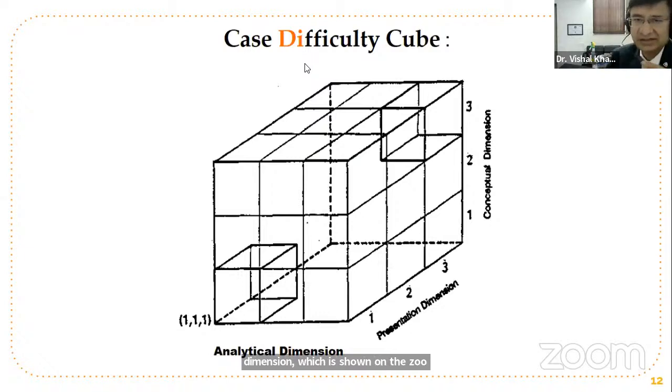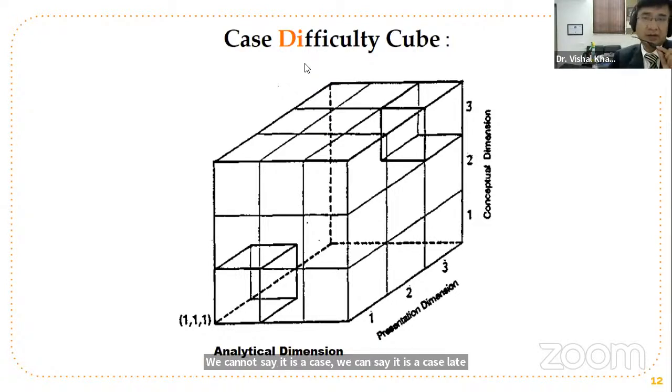In the cube, there are three axes. This case difficulty cube helps you decide what kind of difficulty you would like to put in the case. If it is a simple case of half a paragraph where a particular situation is explained, we cannot say it is a case. We can say it is a caselet.